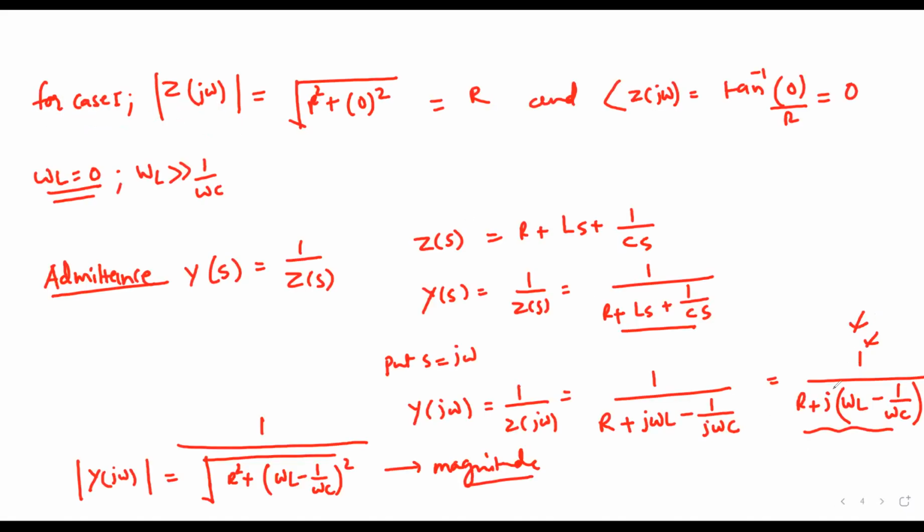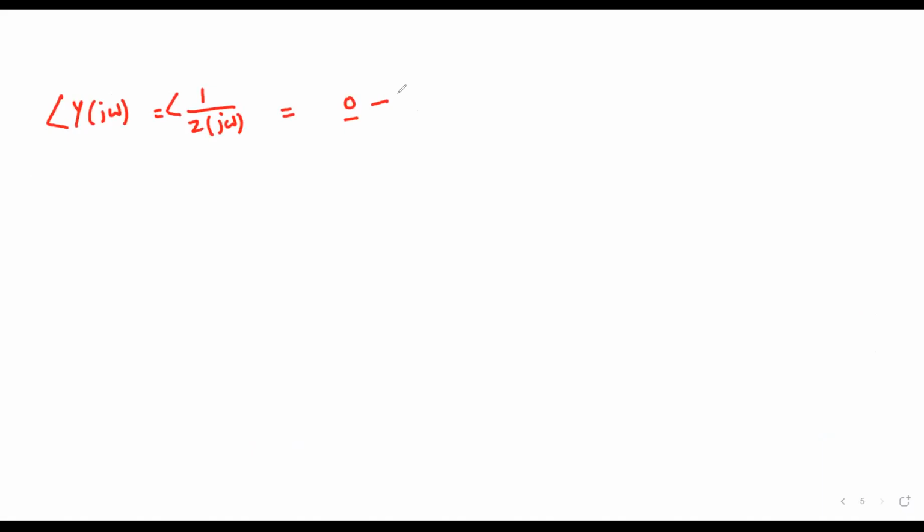What about the phase plot? Angle of Y of j omega would be angle of 1 over Z of j omega. So it would be 0, the phase of the numerator, divided by the phase of the denominator. So 0 is the phase of the numerator minus the phase of the denominator, which would be written as omega L minus 1 over omega C divided by R. So this is for the phase.